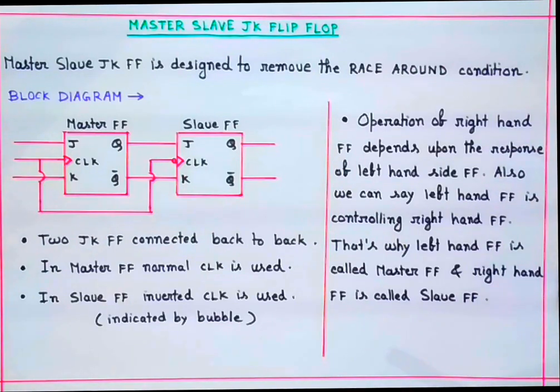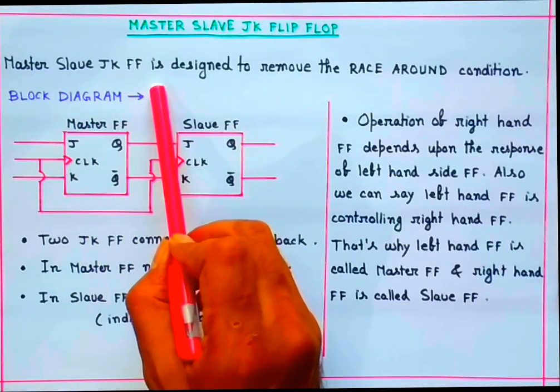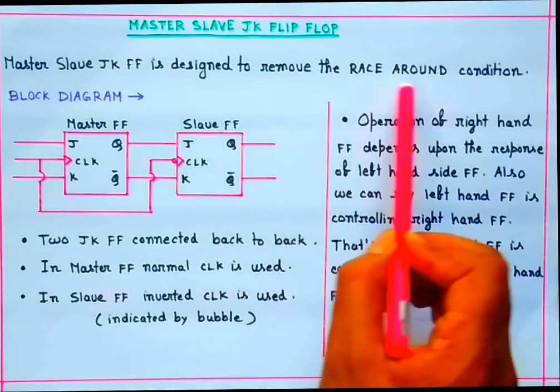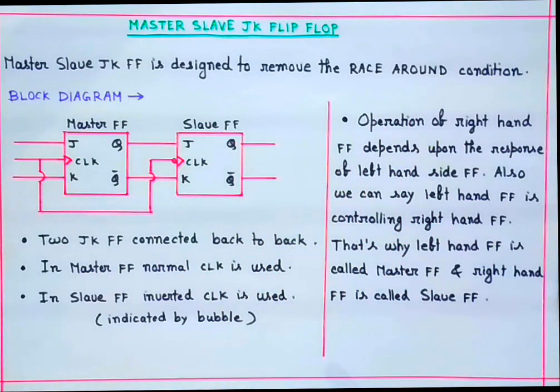In this video, I will discuss master slave JK flip-flop. Already you know about JK flip-flop, and you know that the main disadvantage of JK flip-flop was the race around condition. That's why we will design the master slave flip-flop. Master slave JK flip-flop is designed to remove the race around condition.